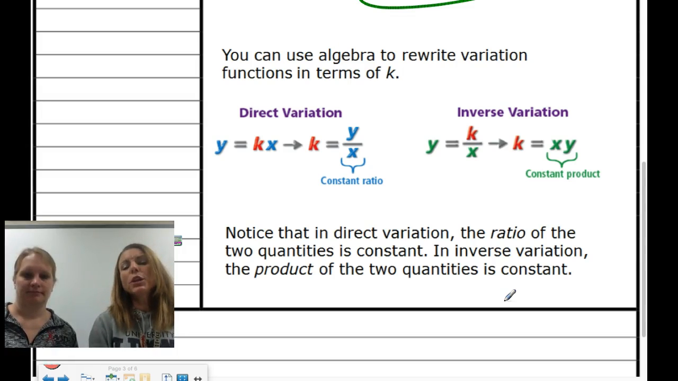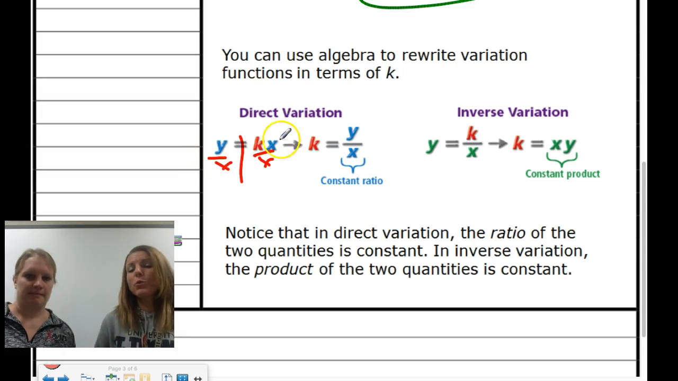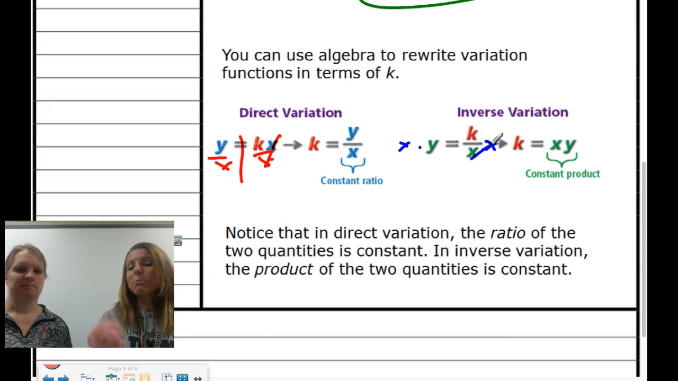So you can use algebra to rewrite variation functions in terms of k. We always know direct variation is y equals k times x. When you solve for k, you divide both sides by x, and you look at the ratio. For direct variation, k is constant, meaning the ratio of y over x is constant. Inverse variation, same thing. You start with y equals k over x. Solving for k, you multiply both sides by x, and then k is equal to x times y. So that means the product is constant.